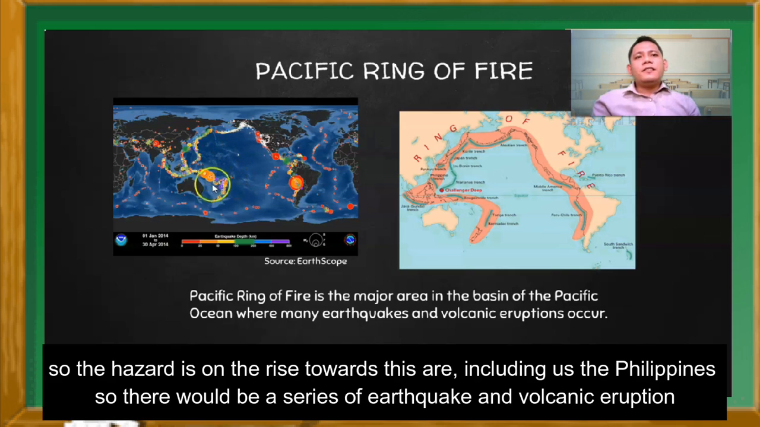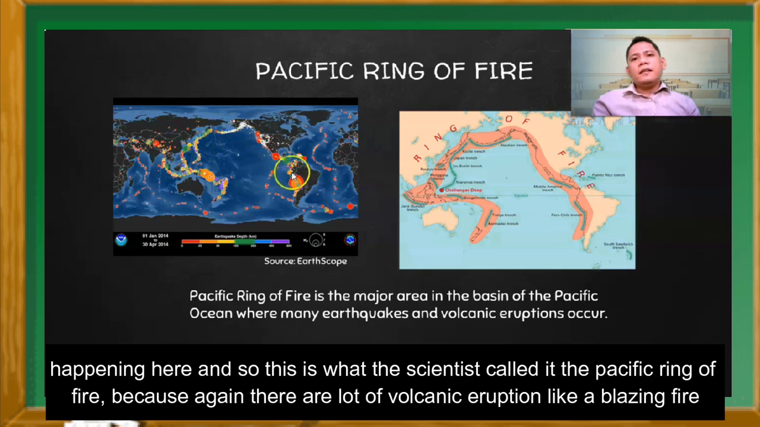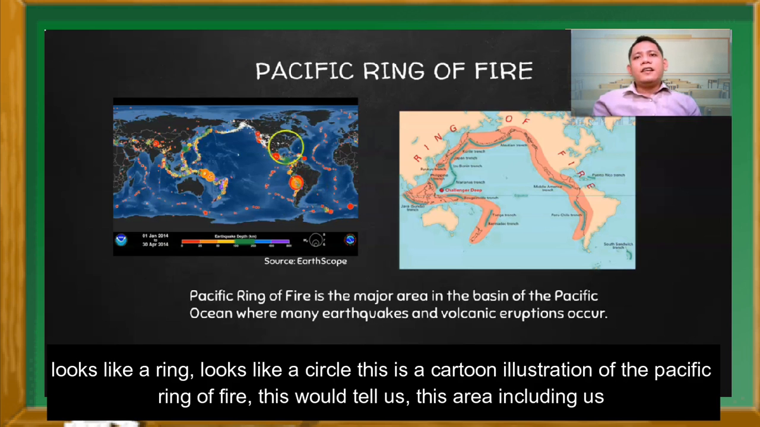So the hazard is always on the rise towards this area, including us, the Philippines. So there would be a series of earthquakes and volcanic eruptions happening here. And so this is what scientists call the Pacific Ring of Fire, because again, there are a lot of volcanic eruptions, like a blazing fire. And it looks like a ring, like a circle over here. Right? This is a cartoon illustration of the Pacific Ring of Fire.